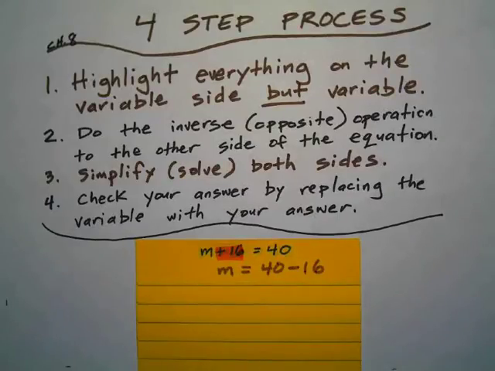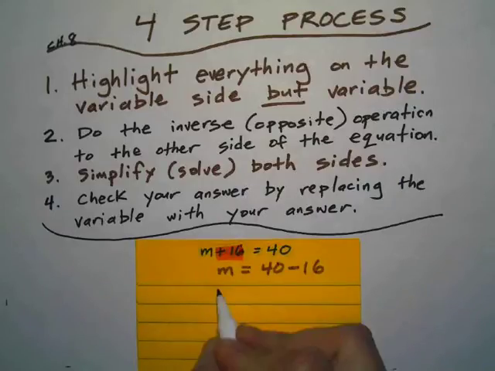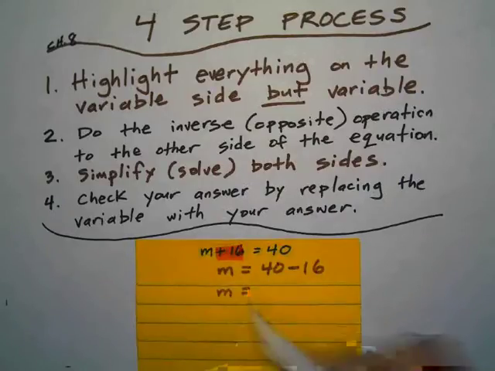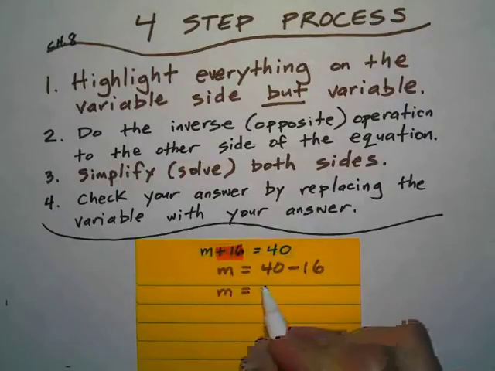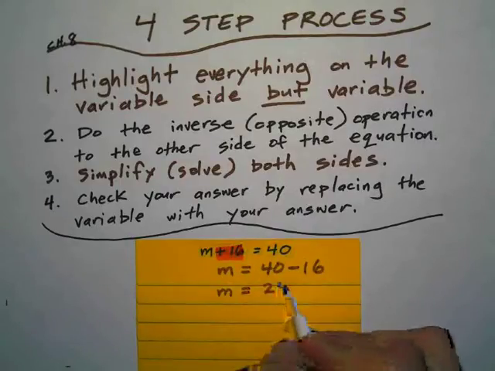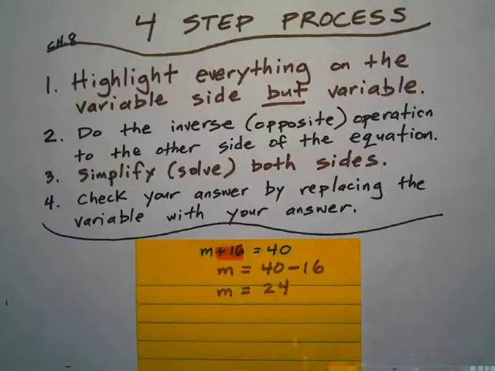Step 3, simplify or solve both sides. Well, the left side is already simplified for us, and all we need to do is to solve the right side of the equation. Now, hopefully this is a fact that you can do in your head and come up with 24. If not, you could always solve it to the side to make sure you have the right answer.